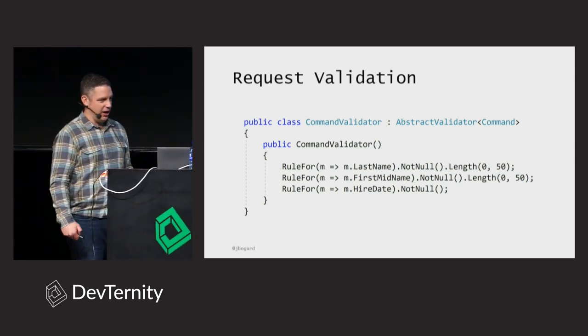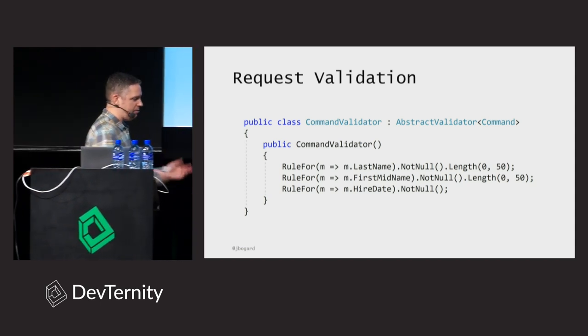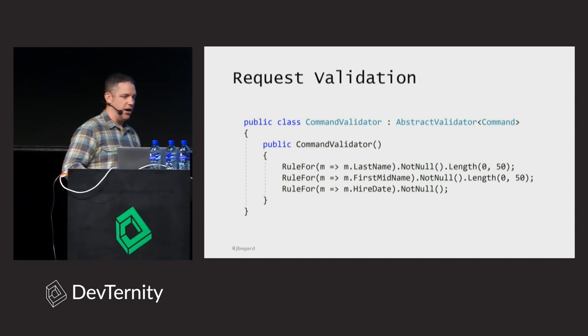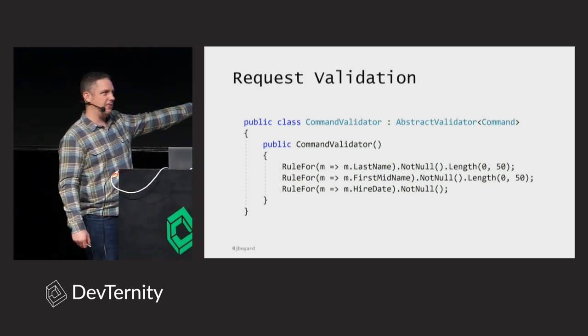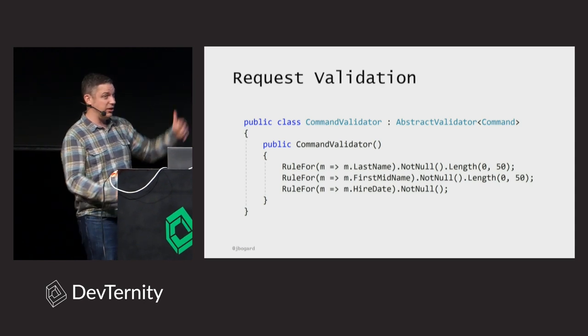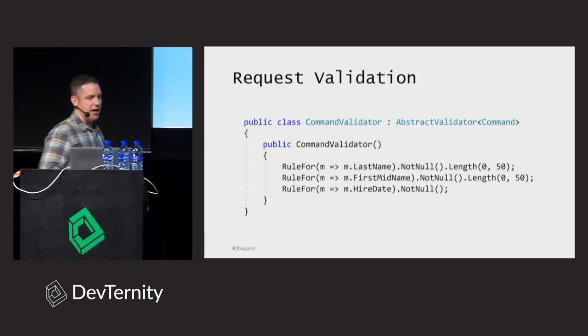But for domain validation, this is where things get complicated, because I may have to look at existing state to be able to figure out, is this thing okay to do or not? So that's where these frameworks really break down. Validation frameworks are great for simple validation where I'm just looking at the form, but as soon as I go past that and start looking at the existing state, it becomes complicated.